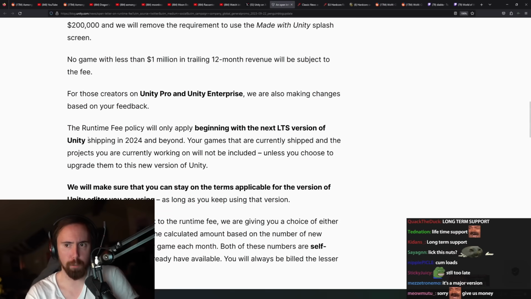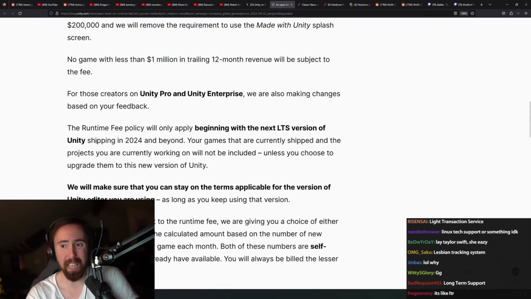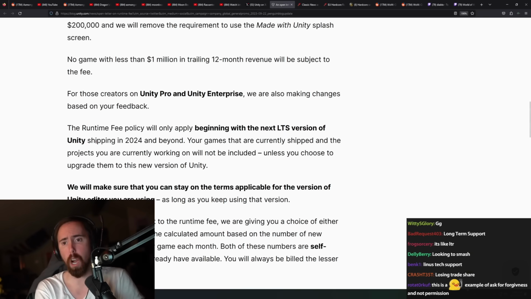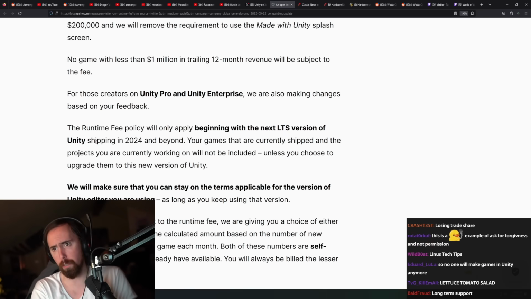Shipping 2024 and beyond. Your games that are currently shipped and the projects you currently are working on will not be included unless you choose to upgrade them to this newer version of Unity.